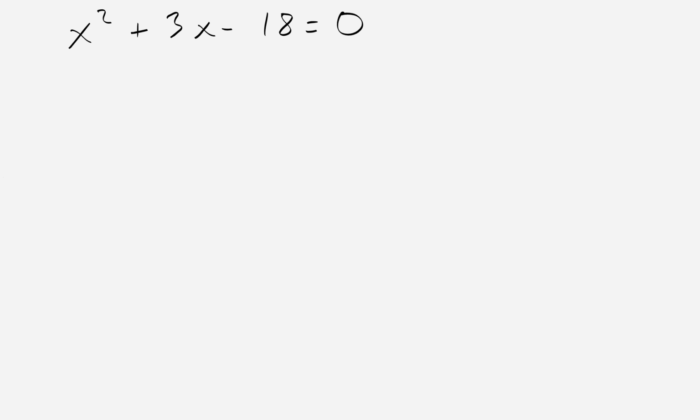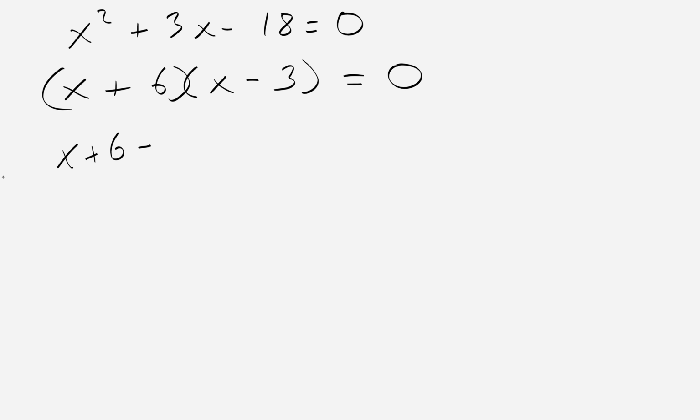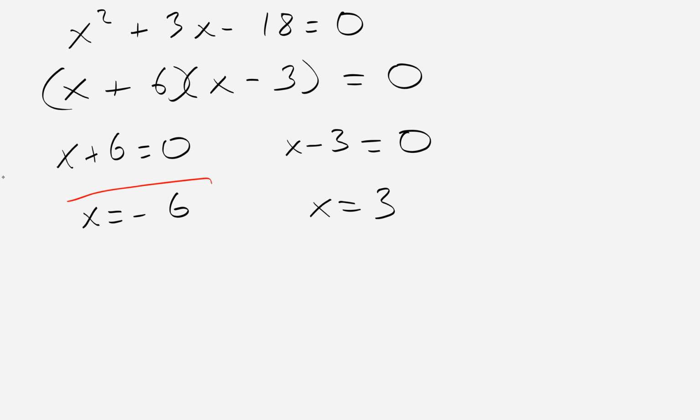And this is fairly straightforward for most of you guys at this stage. So I'm just going to work through the factorizing. So factors of 18 that we need in this case are going to be 6 and 3, with a plus 6 and a minus 3. So then x plus 6 is equal to 0, or else x minus 3 is equal to 0. In this case, x will equal minus 6, and in this case, x will equal 3. So there's our two answers. x is equal to minus 6, and x is equal to 3.